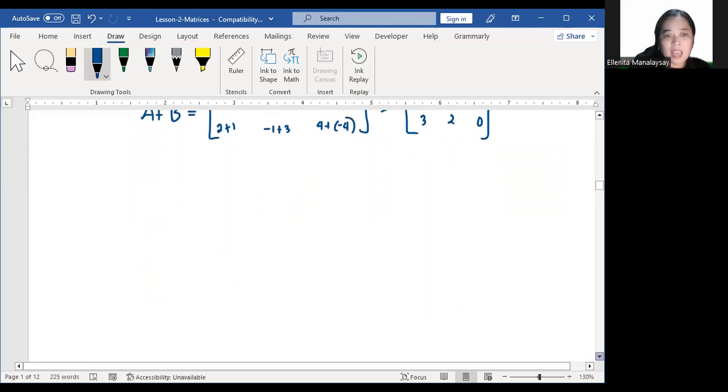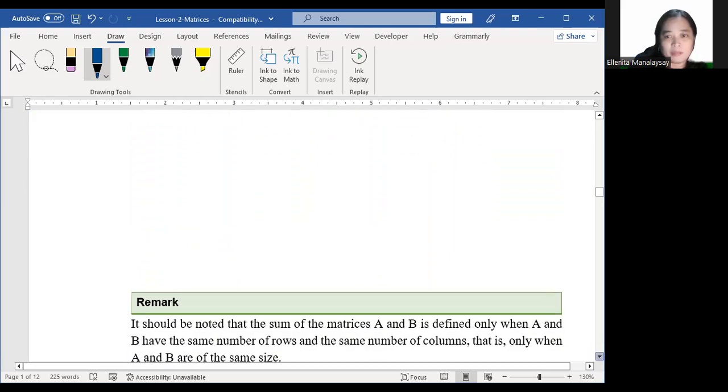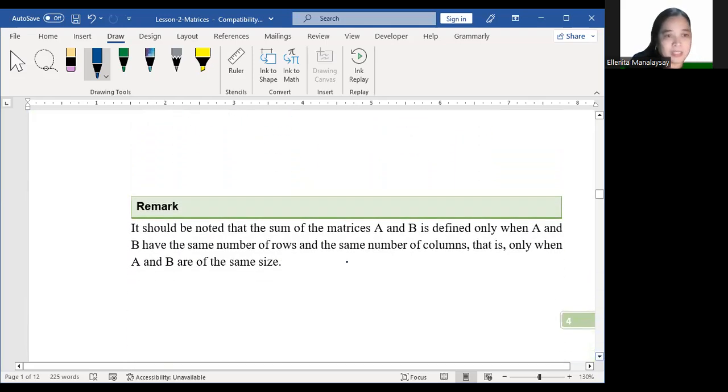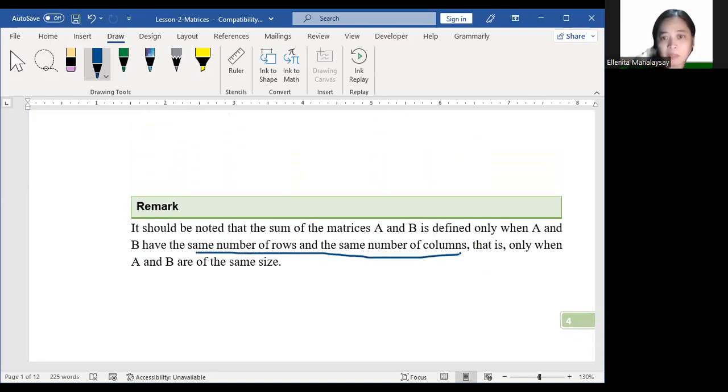So I think I place a note here. I will delete some spaces. A remark, it should be noted that the sum of matrices A and B is defined only when A and B have the same number of rows, okay, and the same number of columns. That is only when A and B are of the same size.